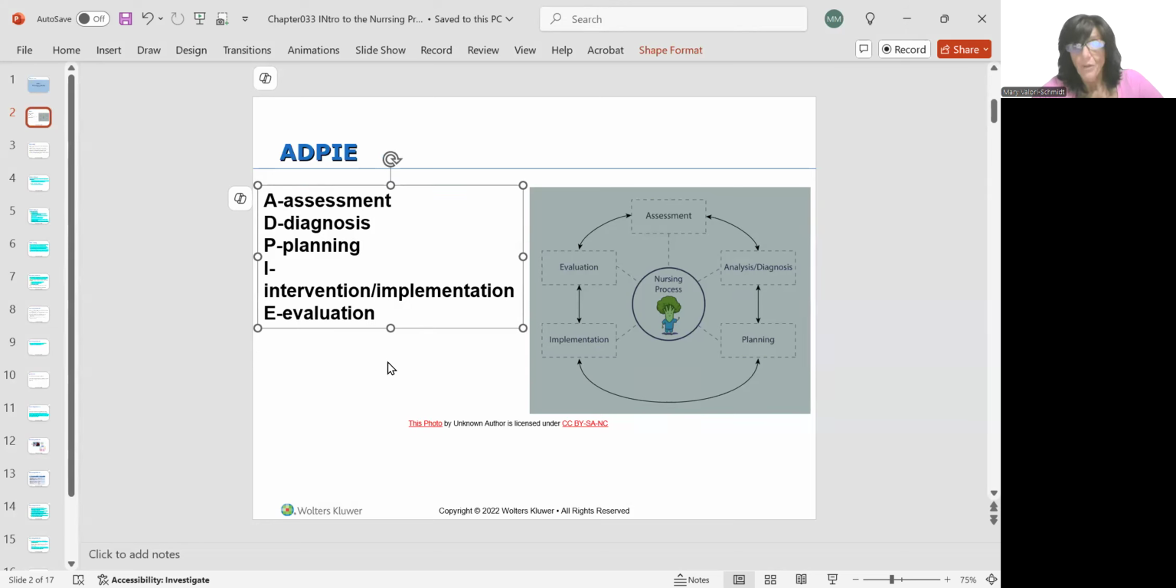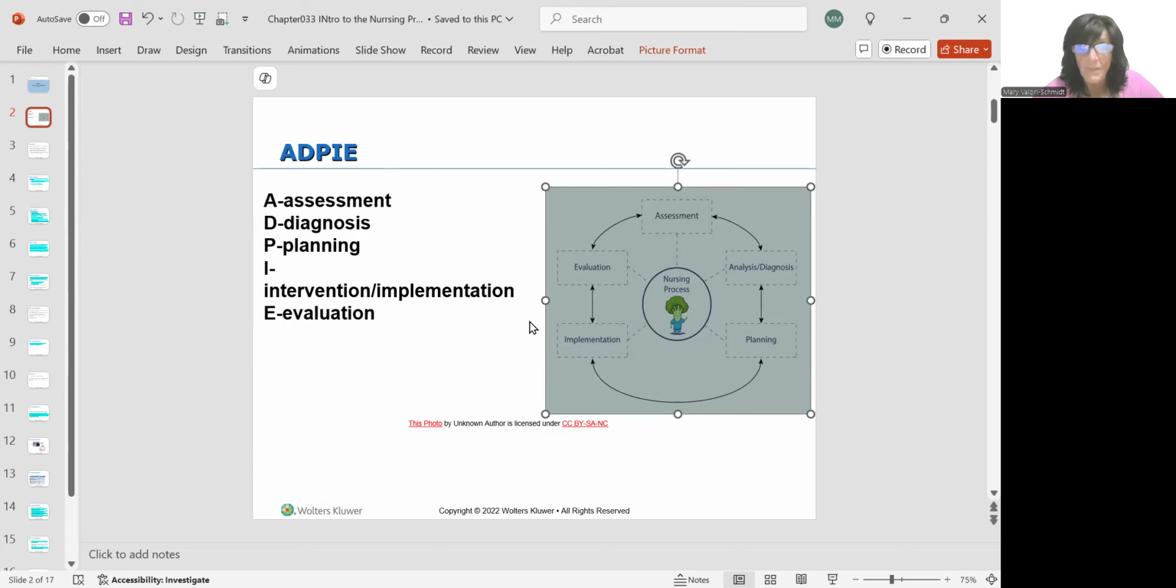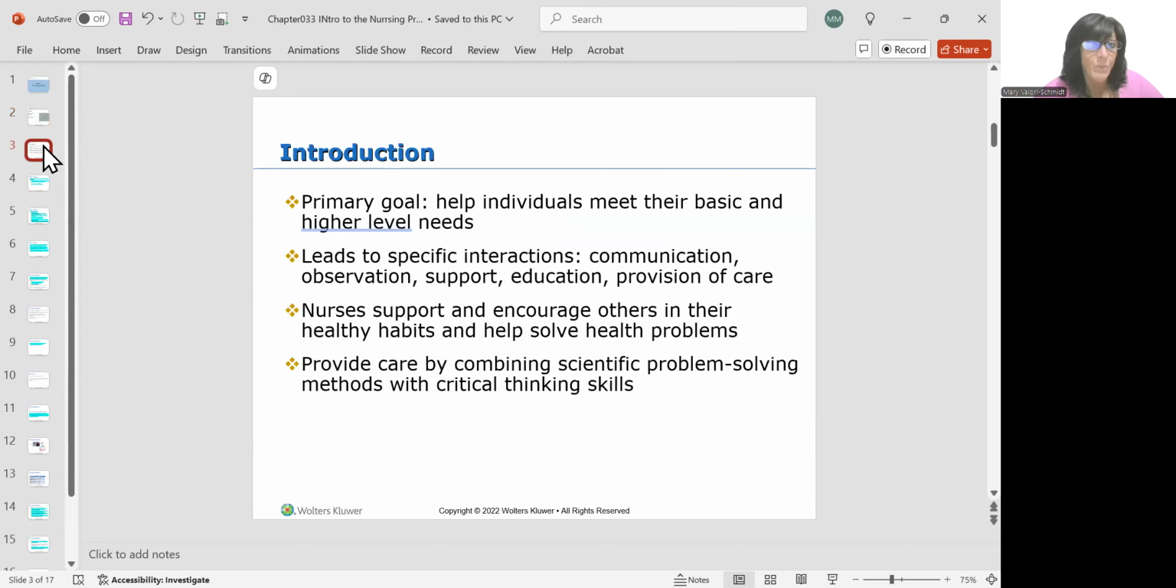And then that's what we do. Everything that we do, every patient that we encounter, every client that we see, we're using the nursing process to make sure that they're getting the best possible care. Okay. Very important. And you will understand why when I'm done with you.